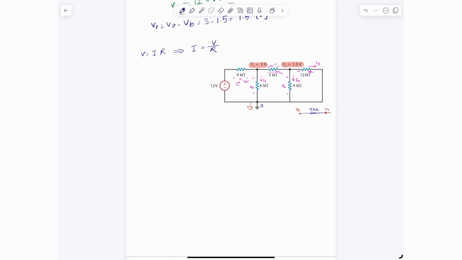So what we have is I1 is simply V1 divided by the 9. This comes from here. I know the V1 and I know the 9. V1 happened to be 9 volts because it's 12 minus 3. So it's 9 divided by 9, and that's simply 1 milliamp. And we can figure out I2. Where is I2? Well, I2 is here, simply V2 divided by 3 kilo ohms, and I know this is 1.5 divided by 3 kilo ohms, which equals half a milliamp.